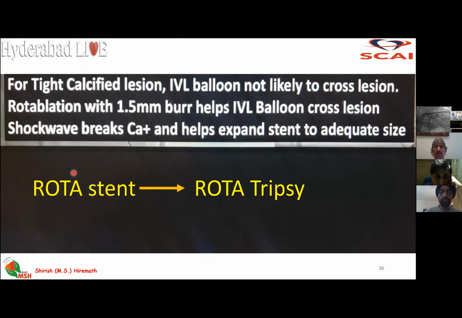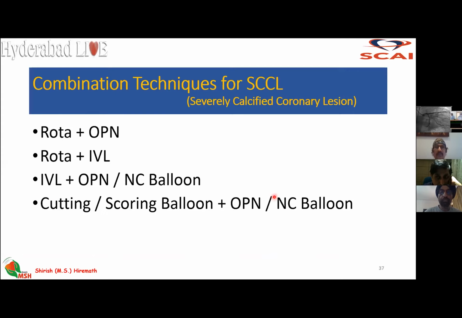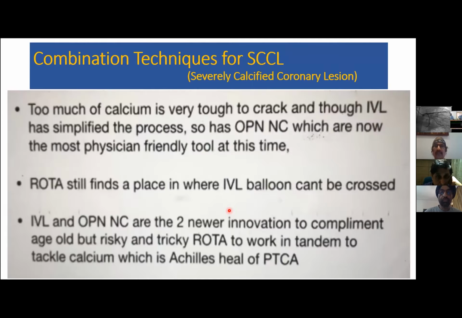What was previously a rota followed by stent is today, for internal calcification, you do rota, make space, and bring in an IVL. So rotatripsy could be an option. We are now talking of combination techniques, and these combination techniques could be decided on what you see on imaging. So it is rota followed by an OPN, rota followed by an IVL, IVL with OPN combination, and then cutting scoring balloon with OPN balloons. So all these are clearly decided based on what we see on imaging.